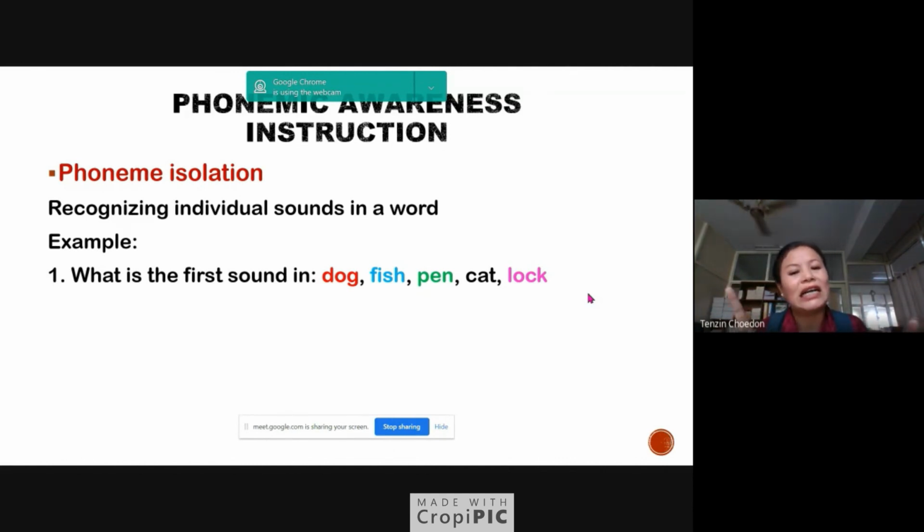"D" is the sound for the letter D. So when you say the word dog and ask what the first sound in dog is, they should be able to say "d".